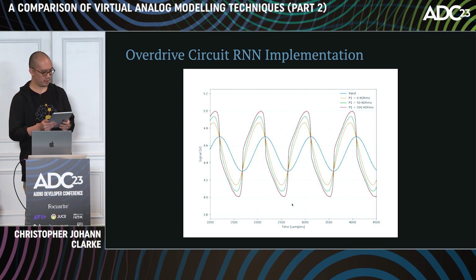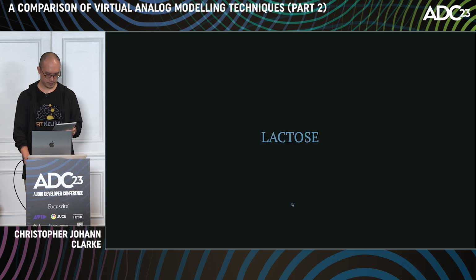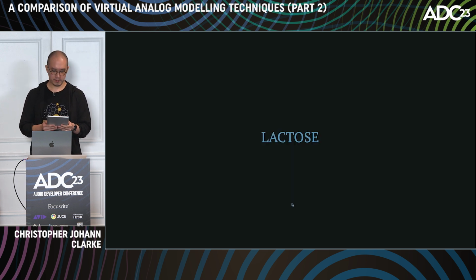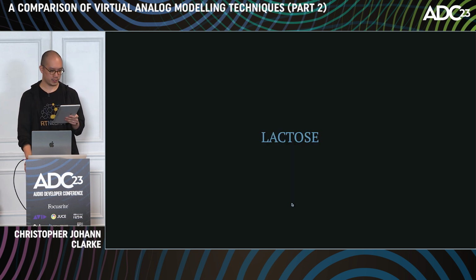This is the plot showing the good results of the RNN. Next, I want to speak about something called LACTOSE, the linear array of conditions topologies with separated error back propagation.